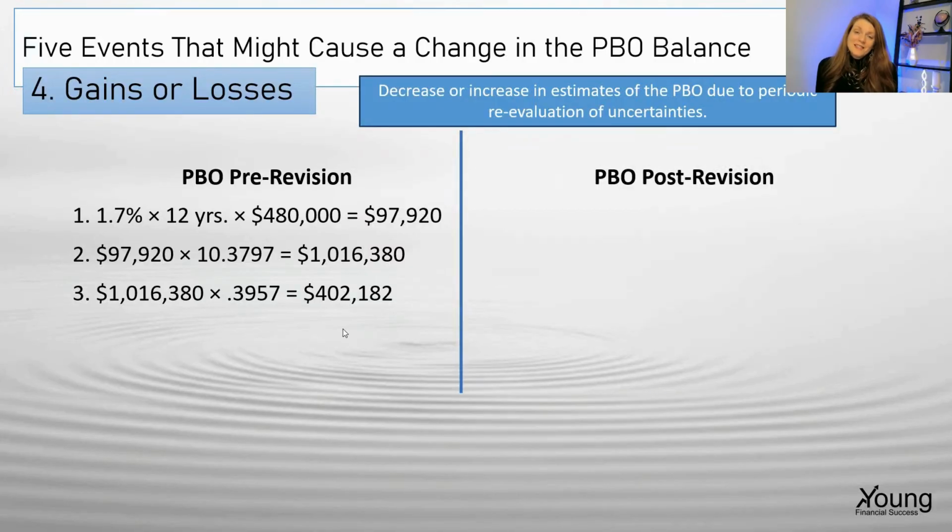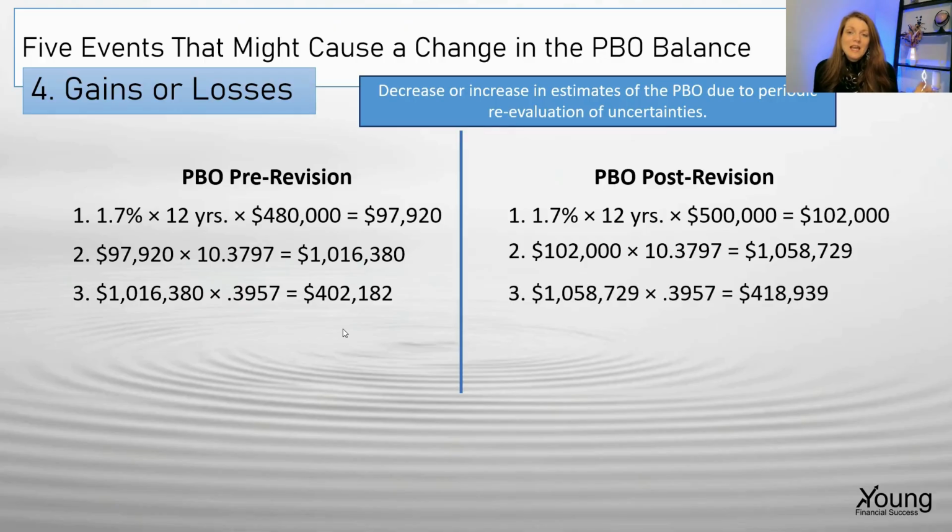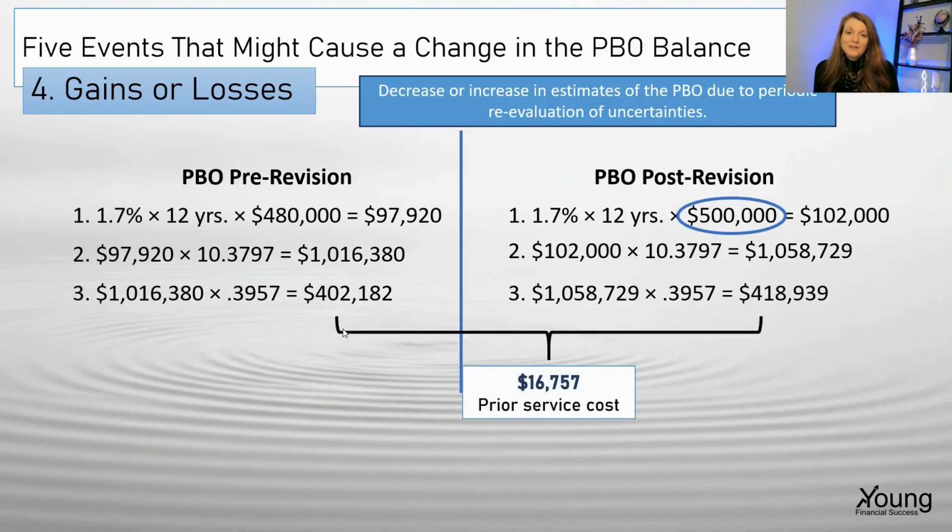But we are going to see a revision as to what we expect her to make, those uncertainties. So see here, we've still got the 1.7%. She's worked there for 12 years, but what's the difference? We now expect her to make $500,000 when she retires. So that would pay out $102,000 each year throughout retirement. So we take that $102,000 and we do the same process. It's just going to be a bigger number because we're going to be paying her out more over time. So now she's getting $500,000 instead of $480,000 is our estimate. And we are going to look at the difference between the two. That causes us to need an extra $16,557 in our projected benefit obligation.